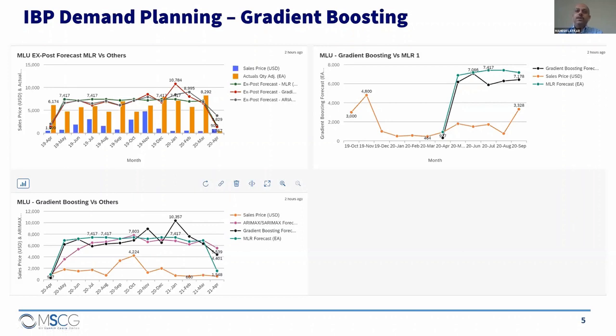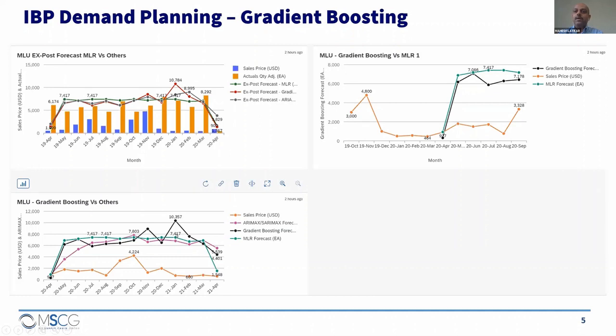The third chart is talking about the comparison amongst these three of the AI models. Here also we got input as sales price, and this is all in monthly bucket. And if you focus on this black line, which is gradient boosting forecast, you get similar kind of results. So you have less sales price and high forecast numbers compared to other models.